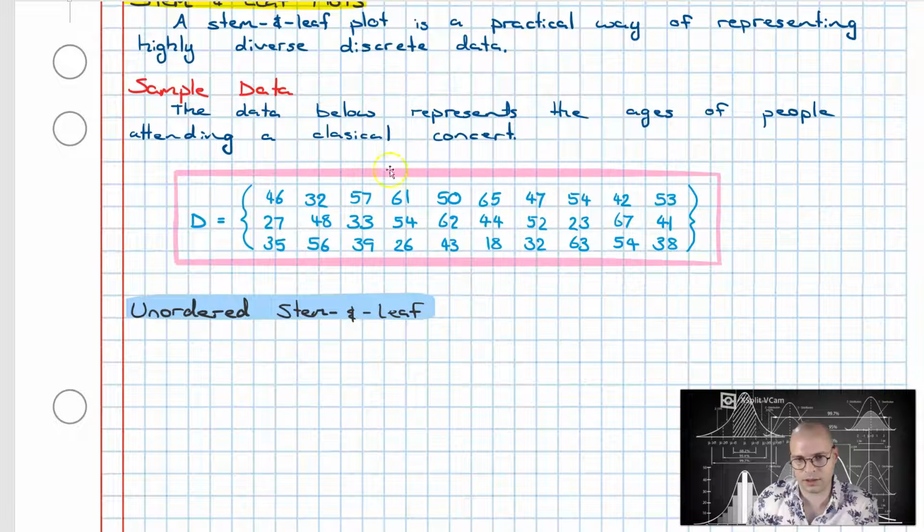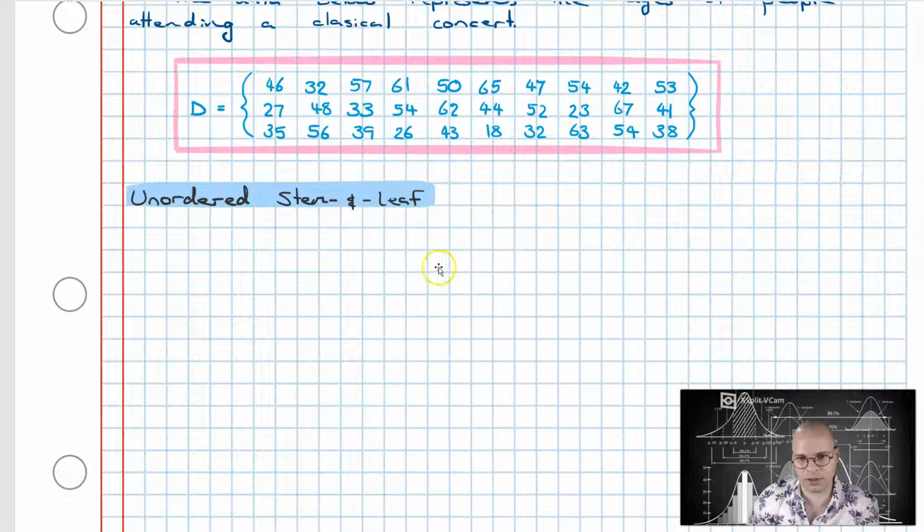Now, if we turn our attention to the data set shown over here, what we have is the set containing the age of people who attended a classical music concert. What we're going to do is represent this data on a stem and leaf plot. Once we've completed drawing the stem and leaf plot, we'll be able to observe the distribution of the age of the attendees of the concert.